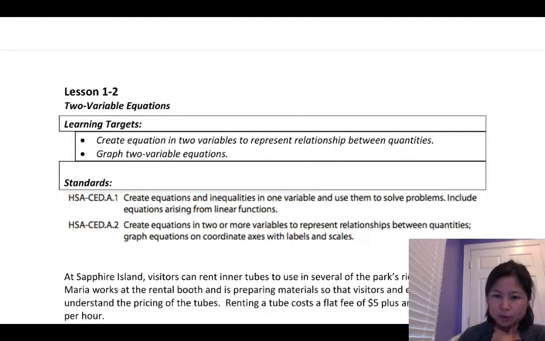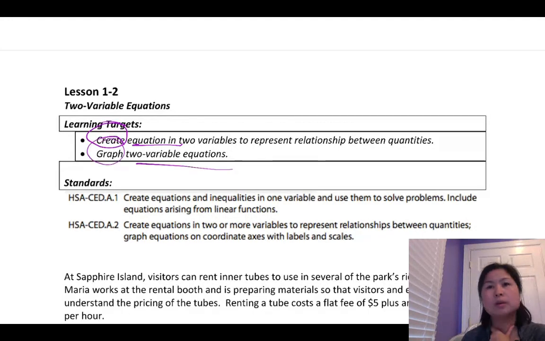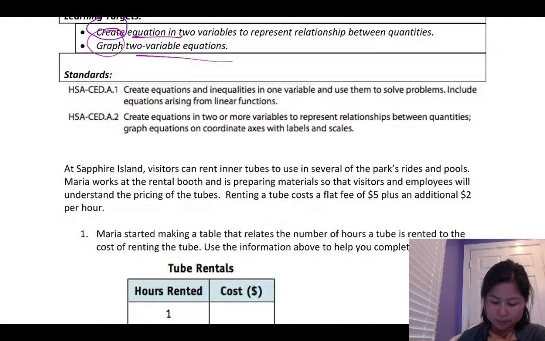So for this one, what we're going to do is create an equation that represents the situation, and then we're going to graph. So these are the two things we're going to work on today. You will have practice, and we do practice again on Wednesday. I will have office hours, so you know exactly what your Q1 exam looks like.